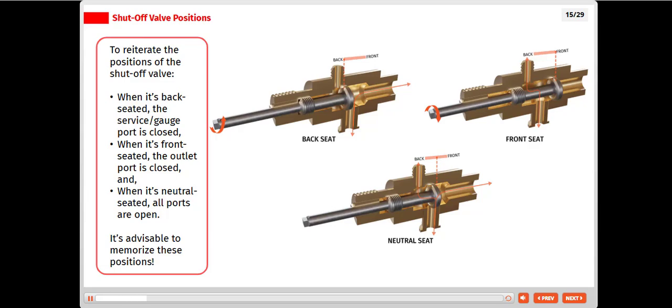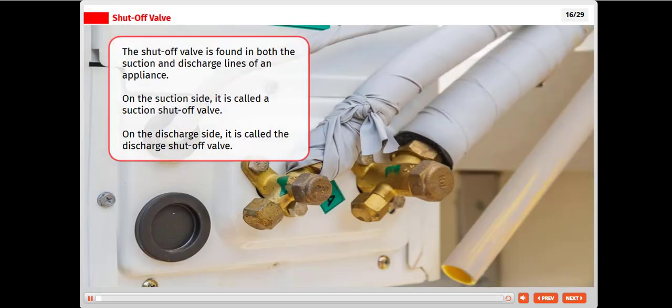To reiterate the positions of the shut-off valve, when it's back-seated, the service or gauge port is closed; when it's front-seated, the outlet port is closed; and when it's neutral-seated, all ports are open. Memorize these positions. The shut-off valve is found in both the suction and discharge lines of an appliance. On the suction side, it is called a suction shut-off valve. On the discharge side, it is called the discharge shut-off valve.